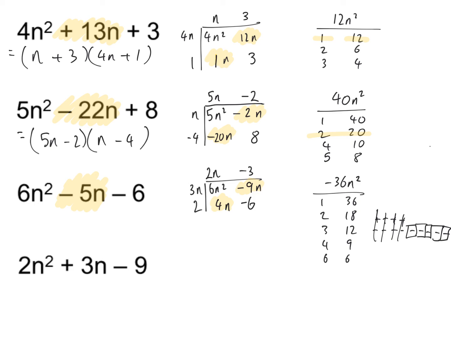This means it factorises to, pair of brackets, 2n minus 3, 3n plus 2.